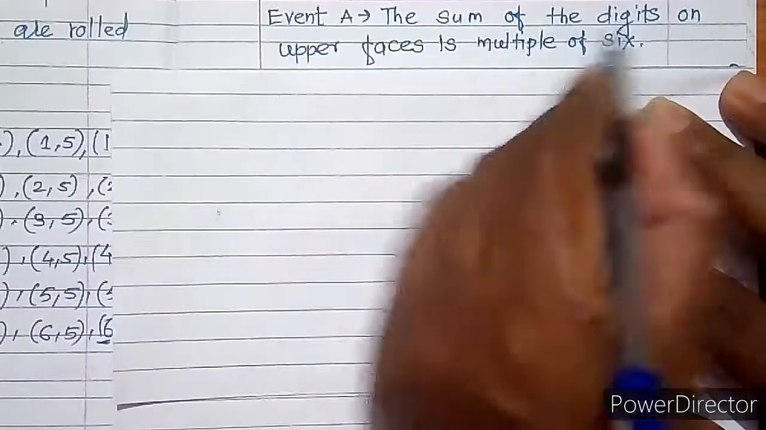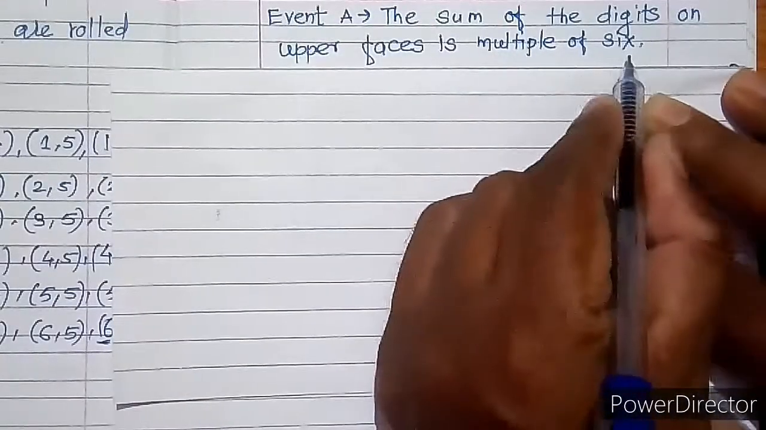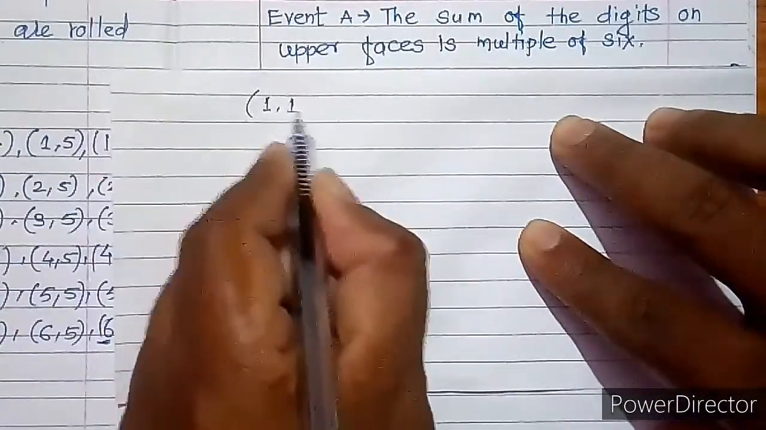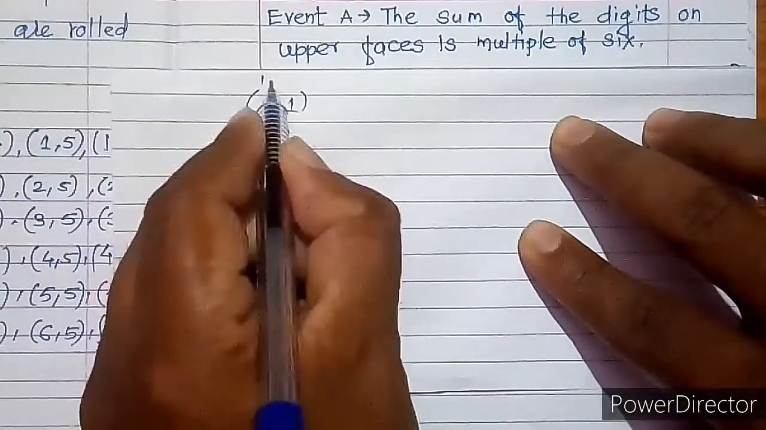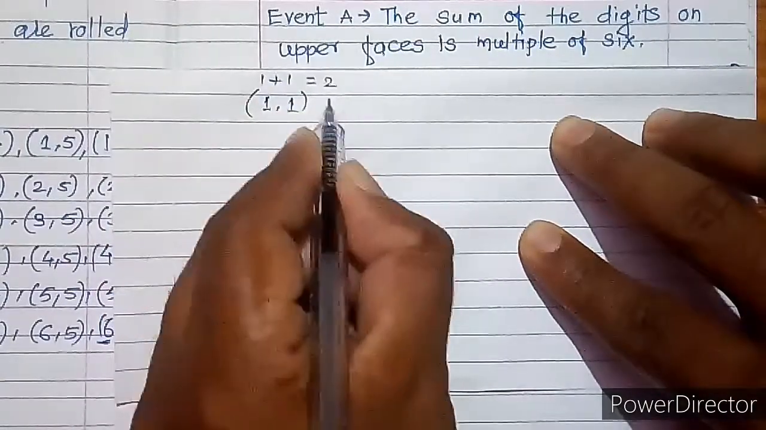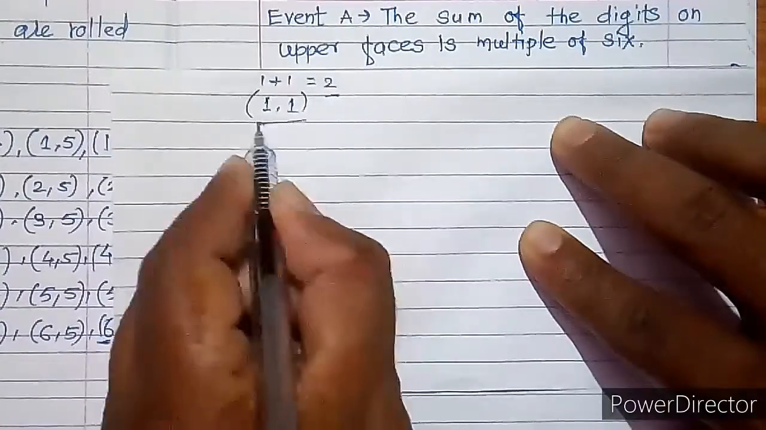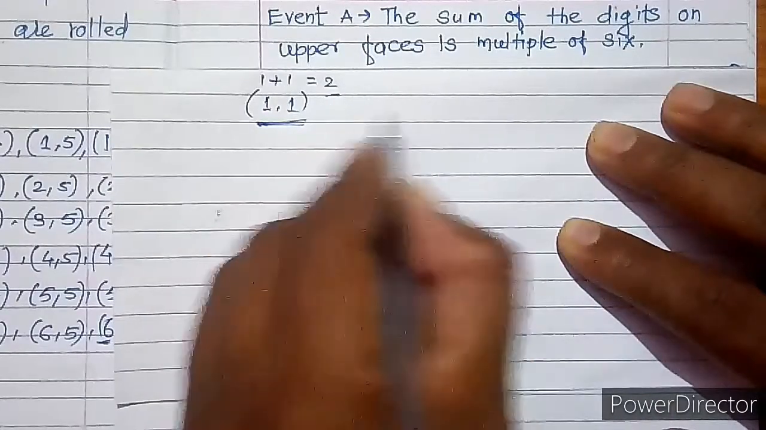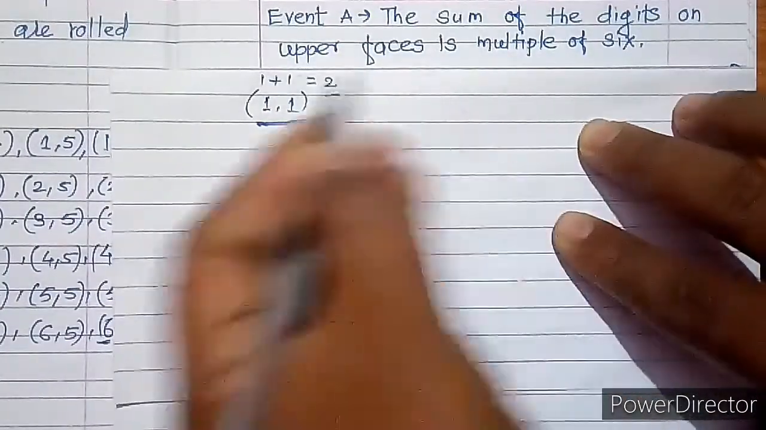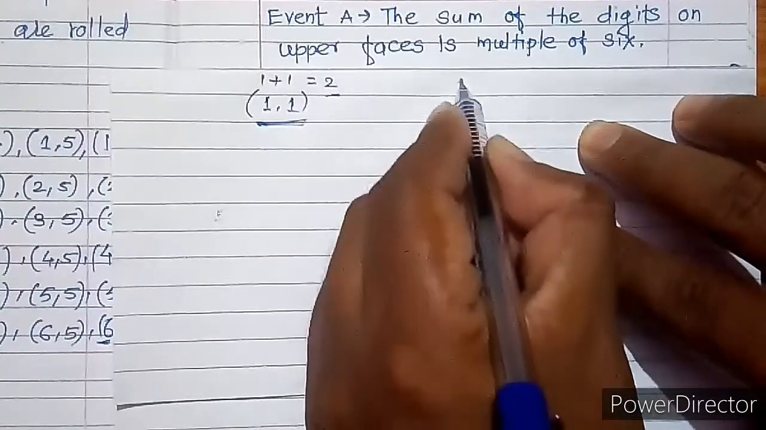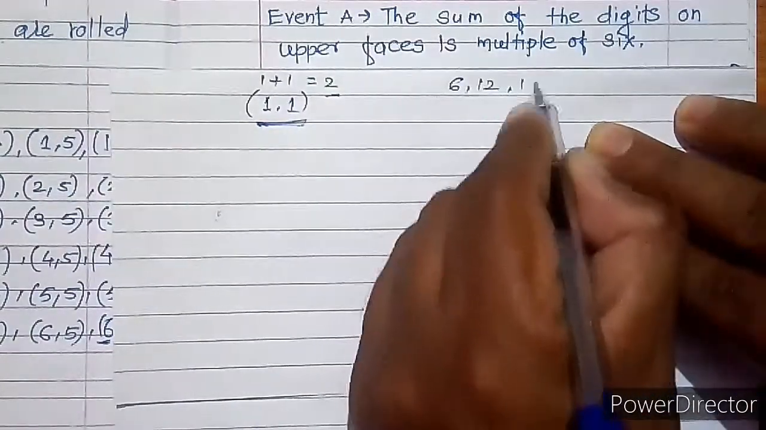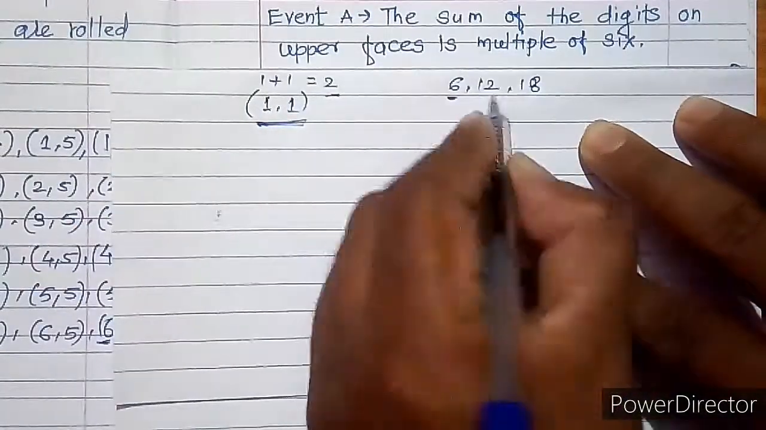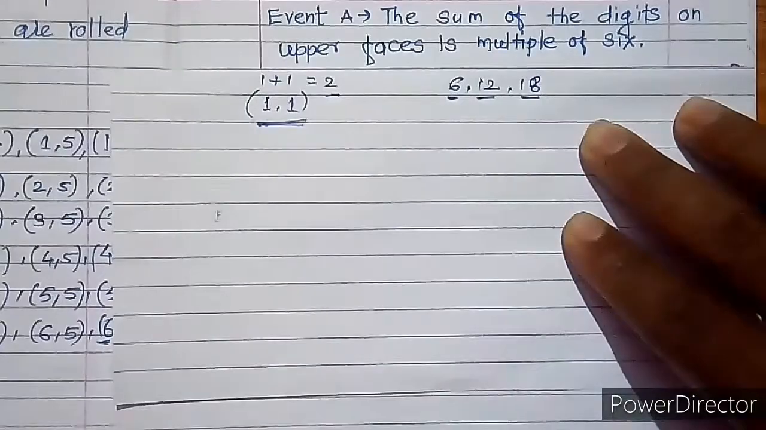Therefore n of S equals 36. Event A is that the sum of the digits on the upper face is a multiple of 6. Now take the first entry, that is the outcome 1, 1. Now take the sum of the digits: 1 plus 1 equals 2. 2 is the sum of the digits of the first outcome. Now we have to check whether it is a multiple of 6 or not. Multiple of 6 means the sum should come to 6, 12, 18. Now check whether the sum is either 6, 12 or 18.